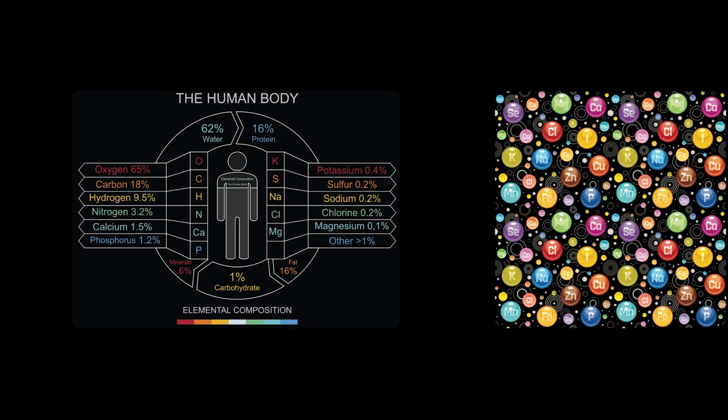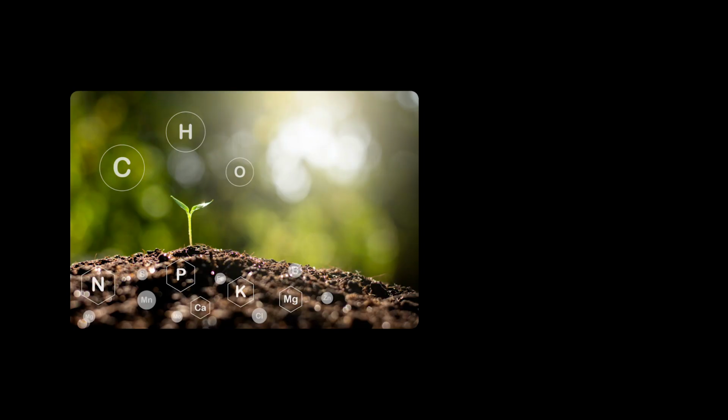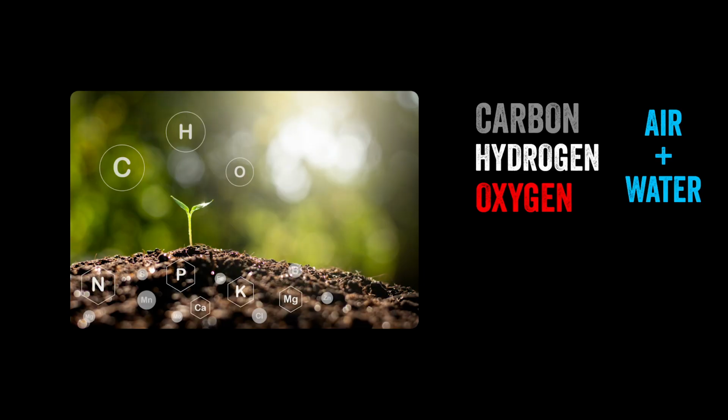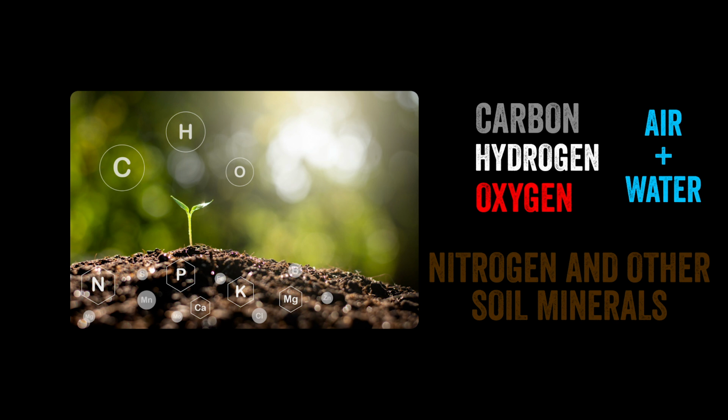Now, similarly, your human body has about 24 elements in it that all originate from soil, and the three biggest elements are carbon, hydrogen, and oxygen, which come from air and water. So your plant is getting carbon, hydrogen, and oxygen, the three biggest elements of plant and animal life, from air and water, specifically carbon dioxide in the air and water. And then plants are getting nitrogen for protein and other minerals from the soil.